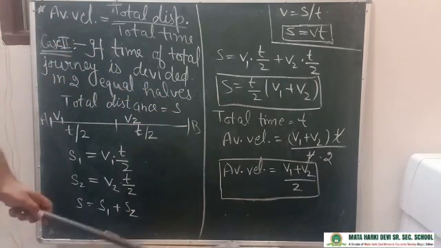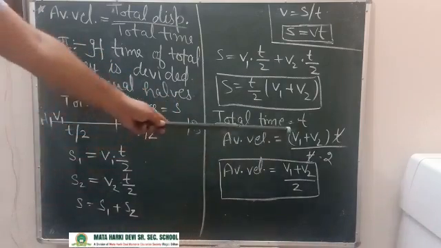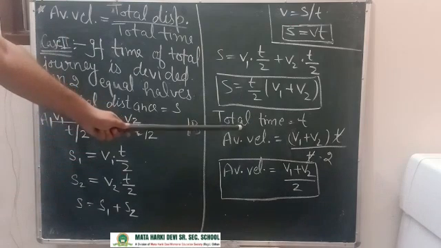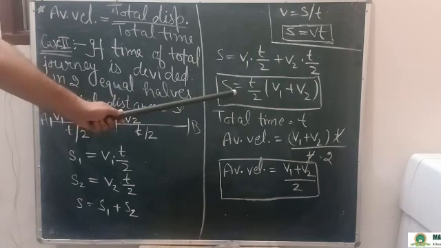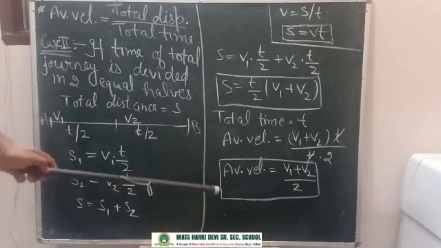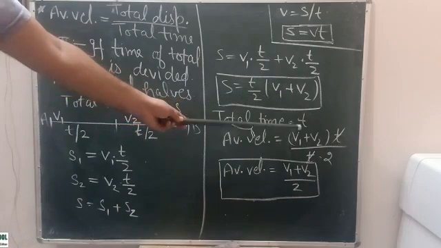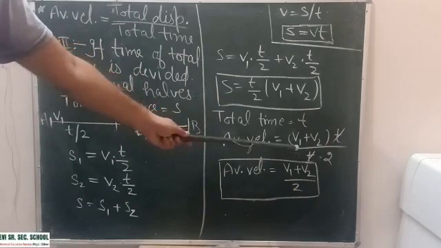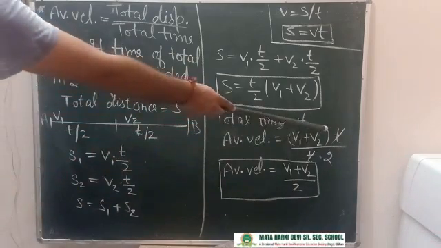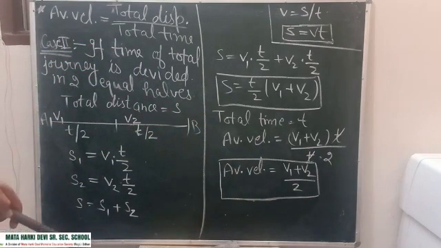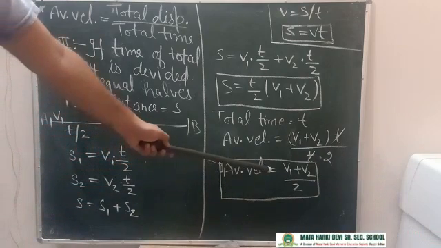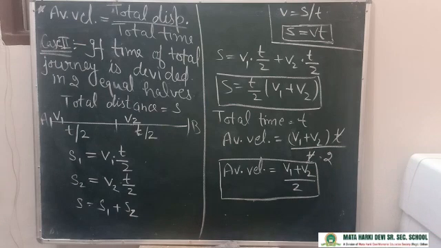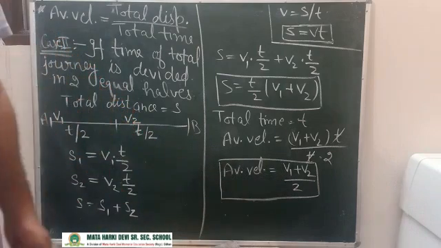Now what was the total time? Total time was t. And what is the formula for average velocity? Total displacement by total time. So put both quantities in this formula. Average velocity is equal to v1 plus v2 into t by 2, divided by total time, that is t. t by t will cancel out. And the remaining term is average velocity is equal to v1 plus v2 by 2. That is the formula given in your book for average velocity.